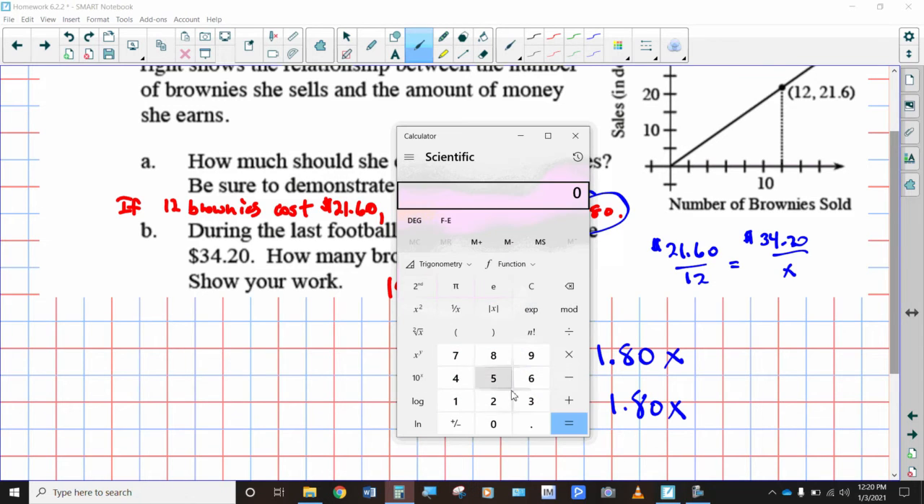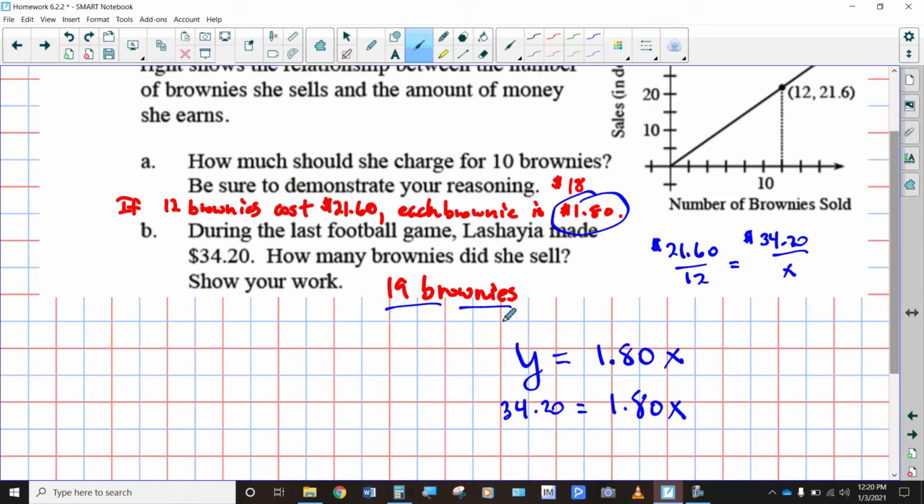I'll go ahead and show the work. $34.20 divided by our unit rate of $1.80 per brownie, and you get 19 brownies. So absolutely 19 brownies were sold. That's how she raised $34.20.